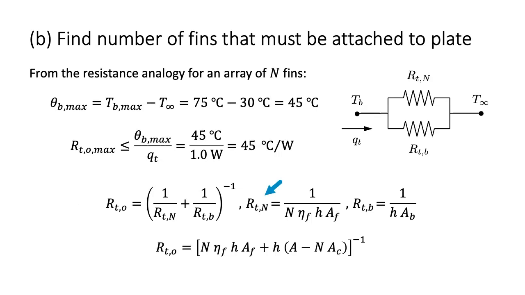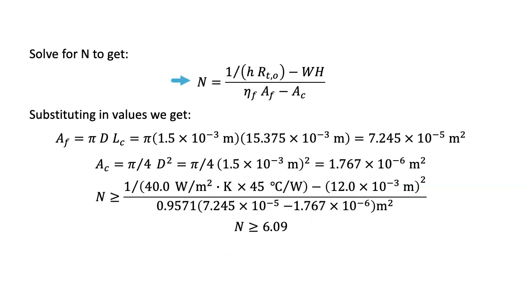Fourth, we substitute in the definitions for the thermal resistances for N fins in parallel and convection from the exposed base. Solving for N, we get the resulting equation. Next, we calculate the fin area and cross-sectional area for the pin fin. Substituting in these values, we get that we need a minimum of 6.09 fins.